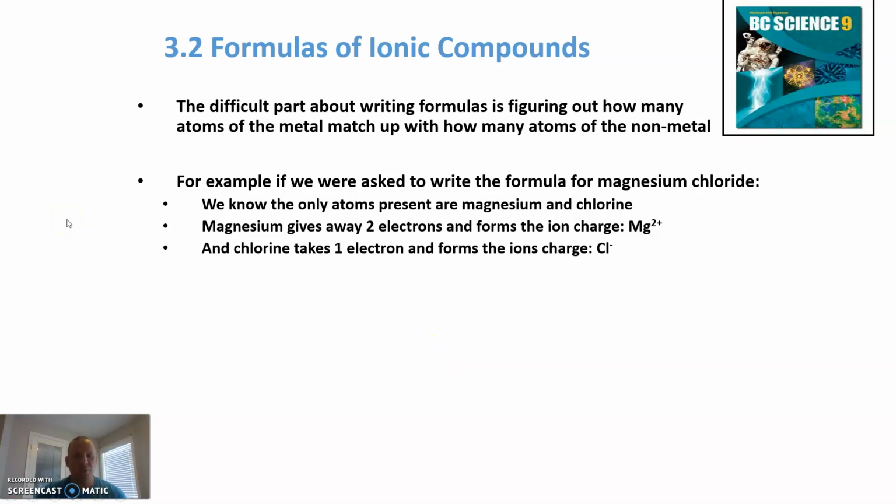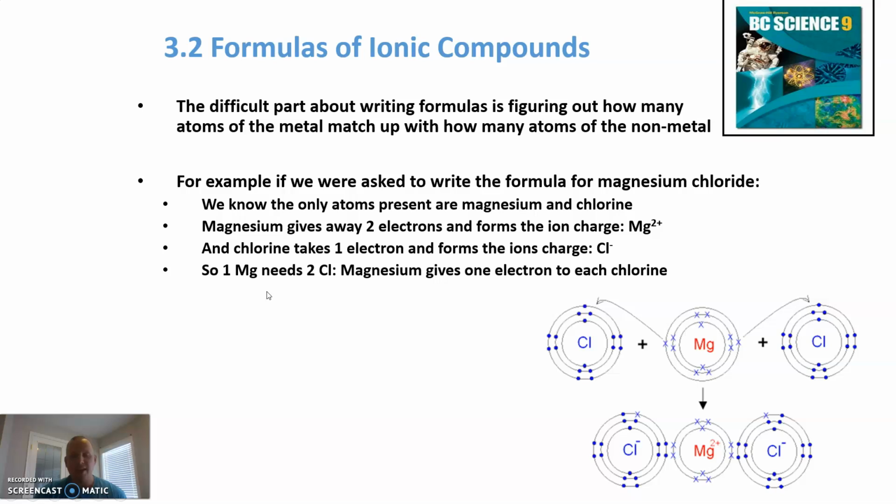So if we just tried to put 1 magnesium with 1 chlorine, that wouldn't be a good match because magnesium needs to give away 2 electrons to be stable. So magnesium needs to pair up with 2 chlorines. It gives 1 electron to 1 chlorine and another electron to the other chlorine. And now they're all happy in that compound. So 1 magnesium bonds with 2 chlorines, and that's why the formula is MgCl2.